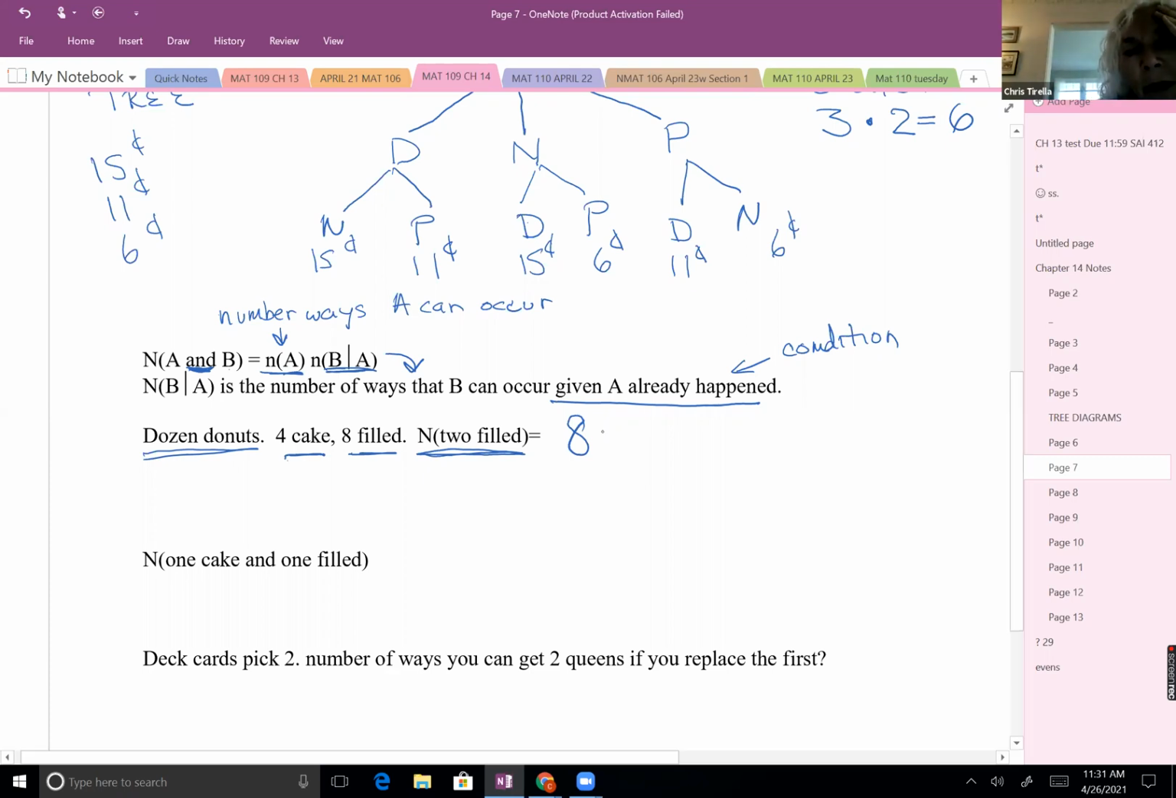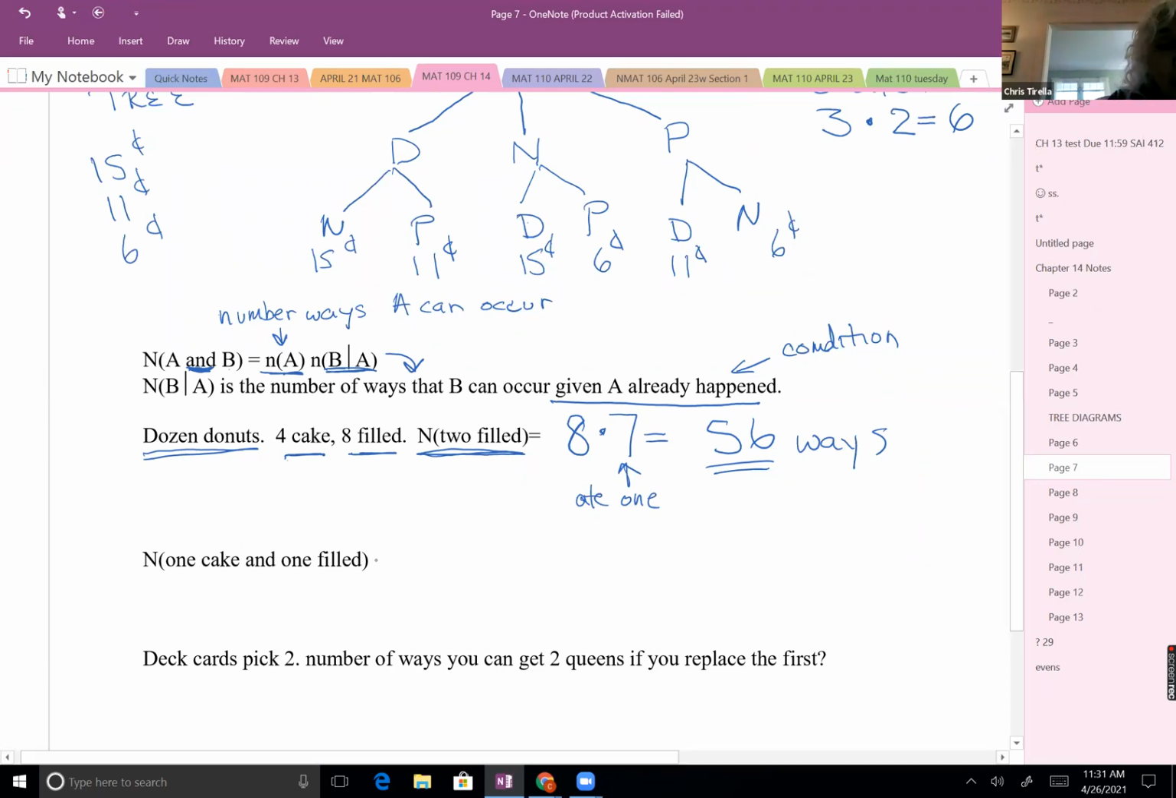Do I still have 8 filled donuts left to pick from? No. No, I ate 1. And so that second number is a 7. And there are 56 ways. And again, this went down because we ate 1 already. That condition, the first one's gone. So there's only 7 left.